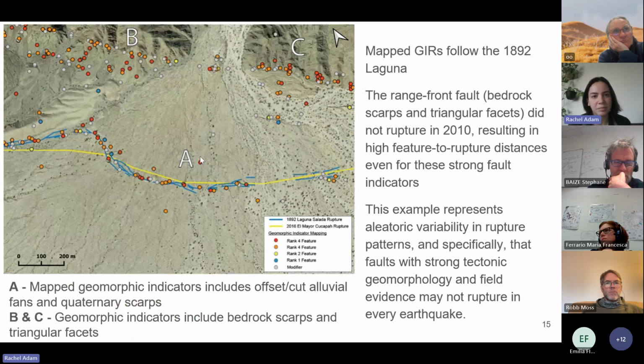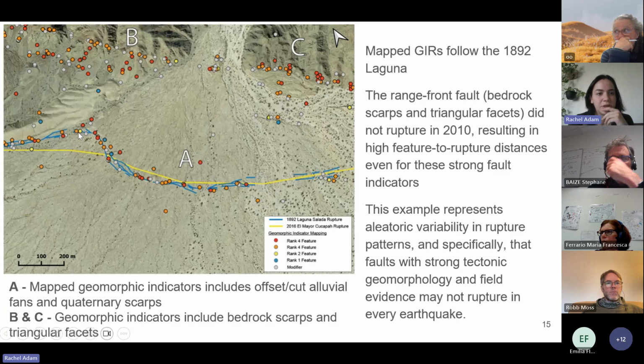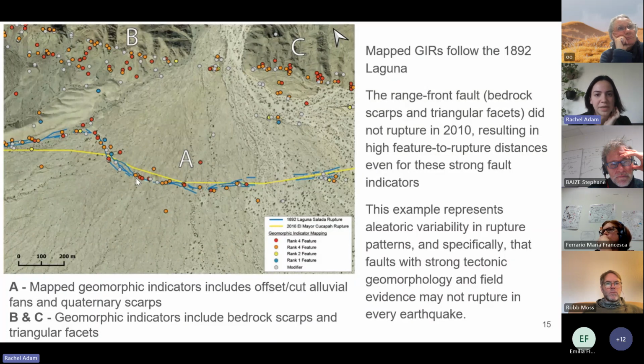So here is an example from a mapping area in El Mayor Cucapah. You can see all of the GIR points right here. There are a lot of ranking features up here in the alluvial fan, and then along the range front as well. In A, most of these features mapped a prior rupture already, the 1892 Laguna Salada rupture. A lot of the GIR feature placements matched that, and they mostly included quaternary scarps and offset or cut alluvial fan placements. Along this range front here, there were mostly bedrock scarp placements and triangular facet placements.